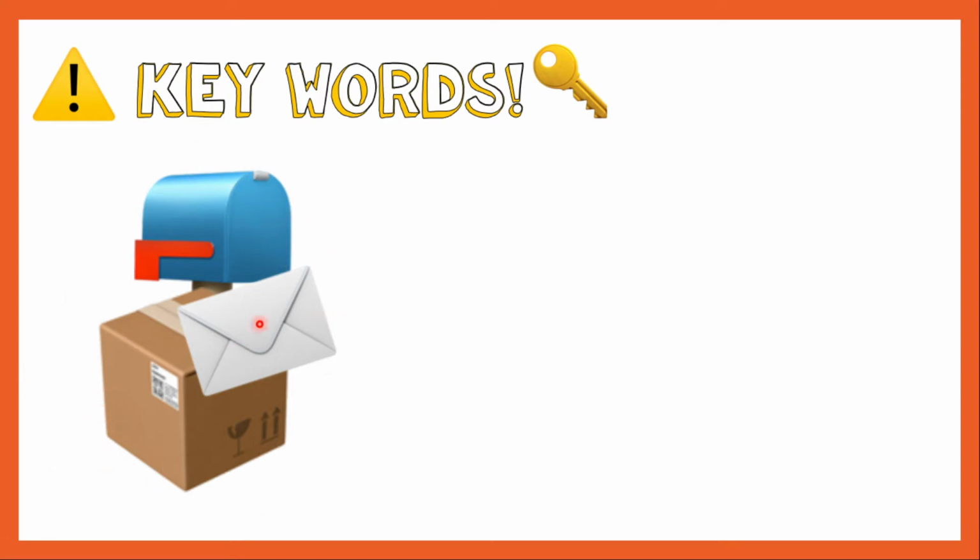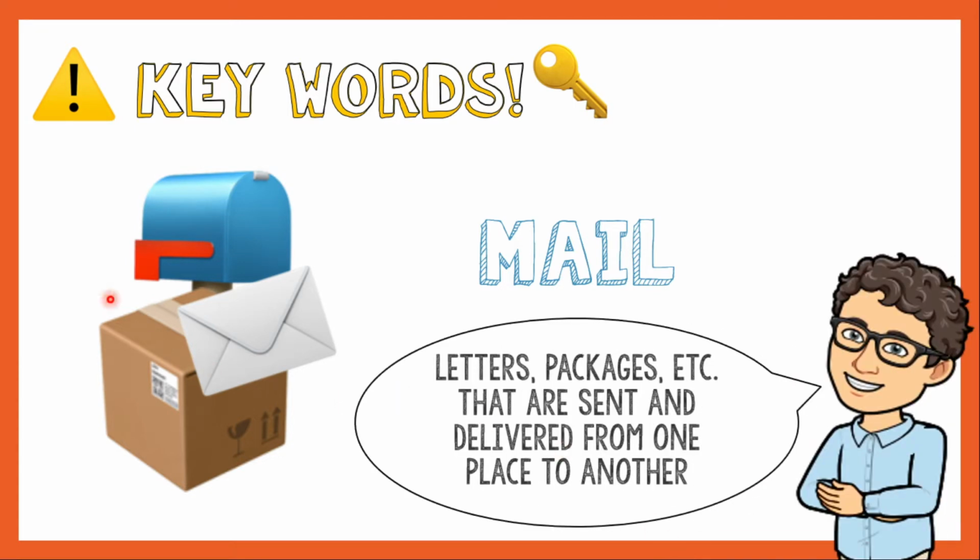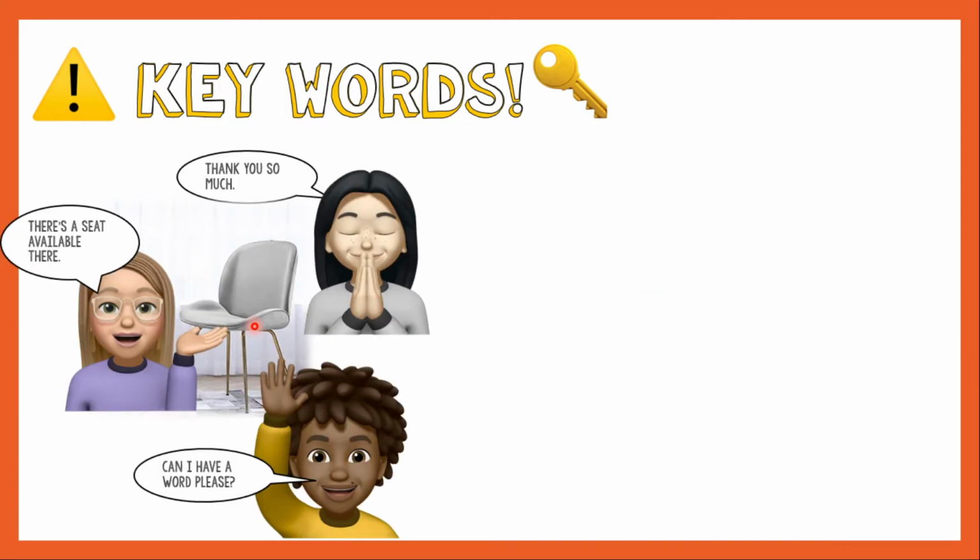Well, this image is representing mail. That's the keyword number 1, mail. And mail refers to letters, packages that are sent and delivered from one place to another. So, when you receive mail in your house, you receive letters, or you receive boxes or things that you bought on AliExpress, etc.